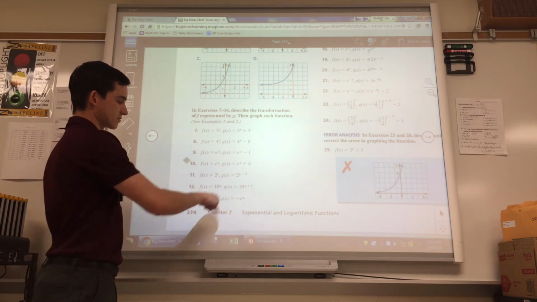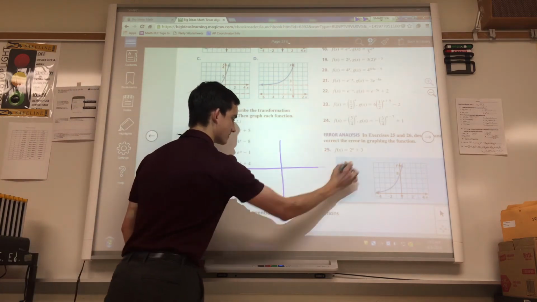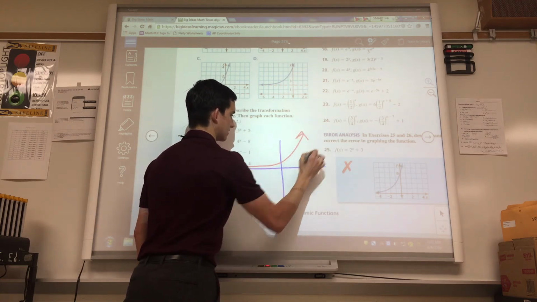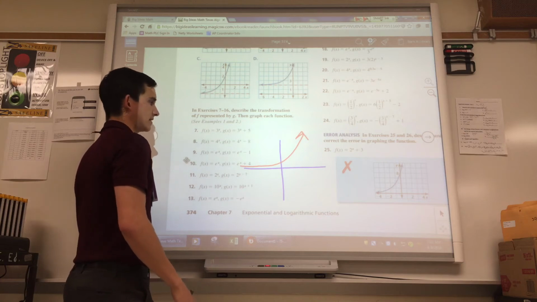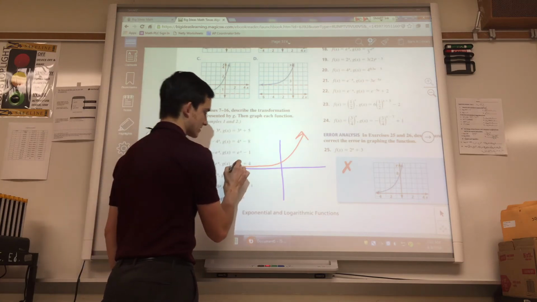E to the x, and then this one says negative e to the x. So if e to the x normally looks like 0, 1, like that, okay, negative e to the x would just reflect that point. So here's e to the x, asymptote was here.